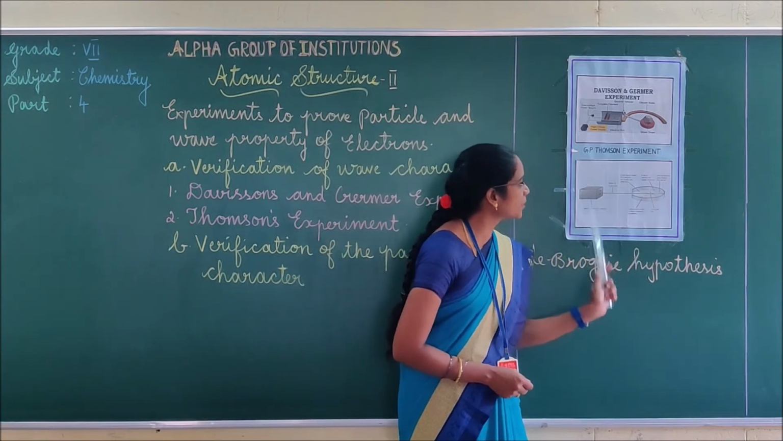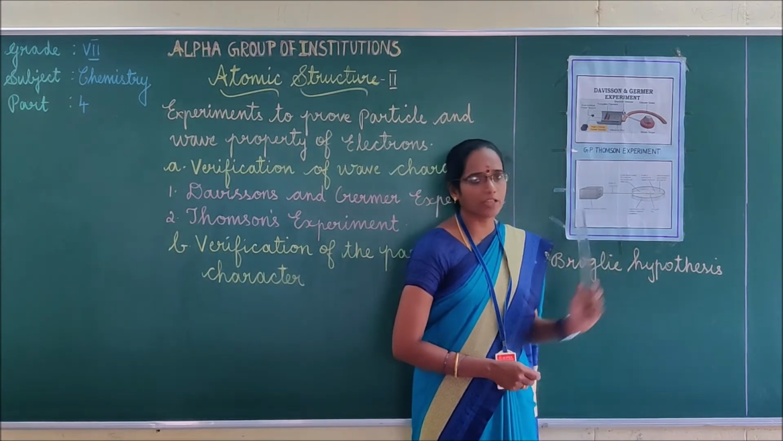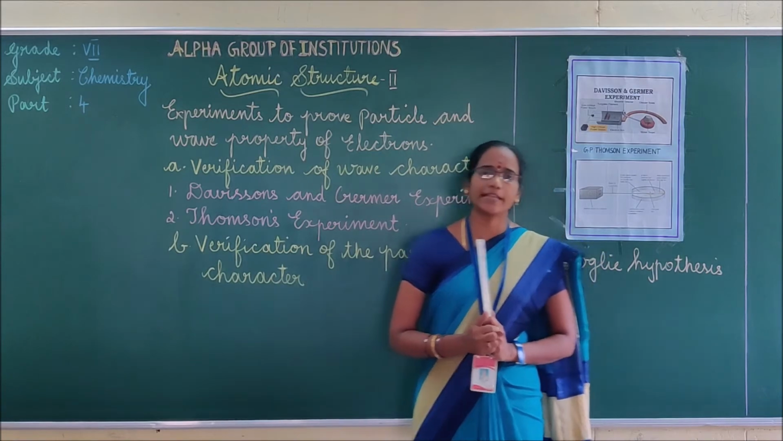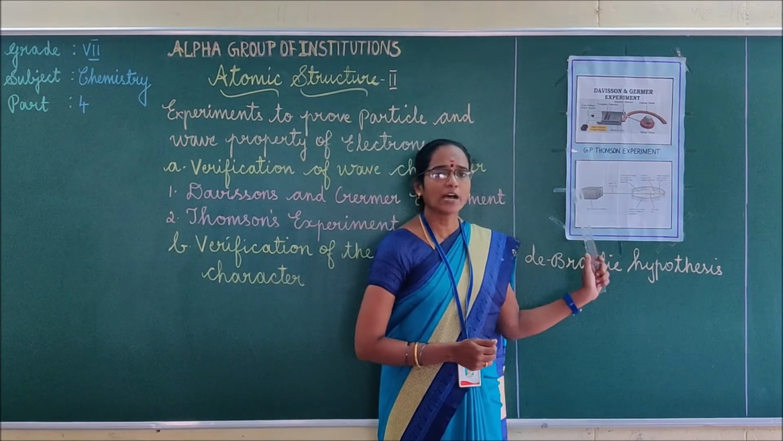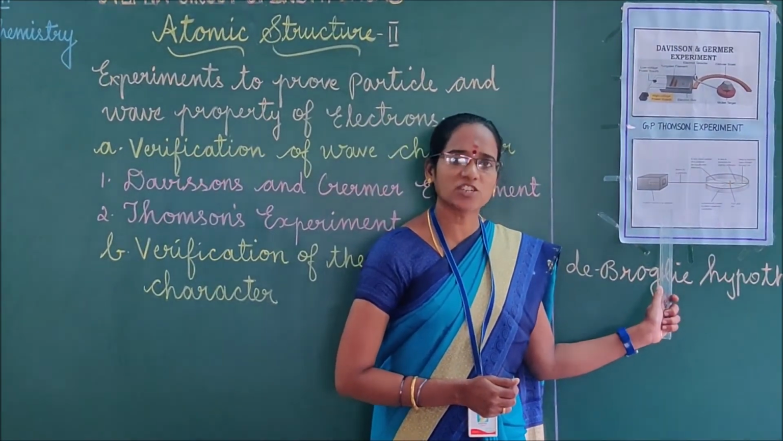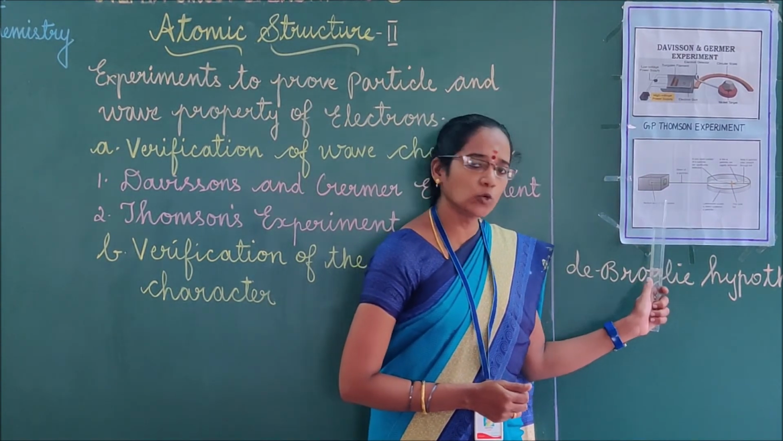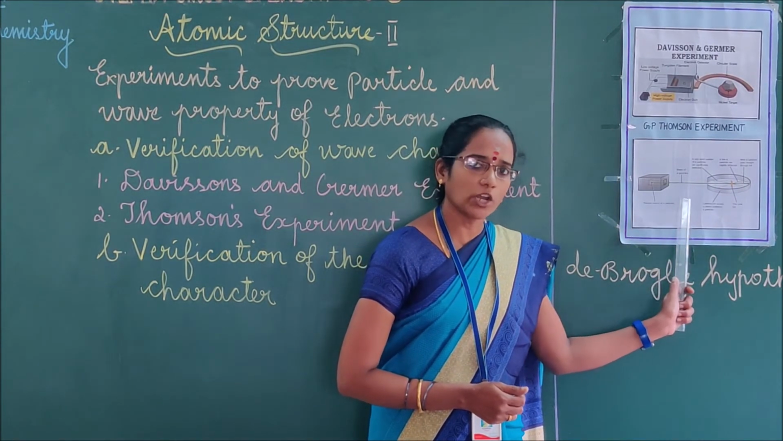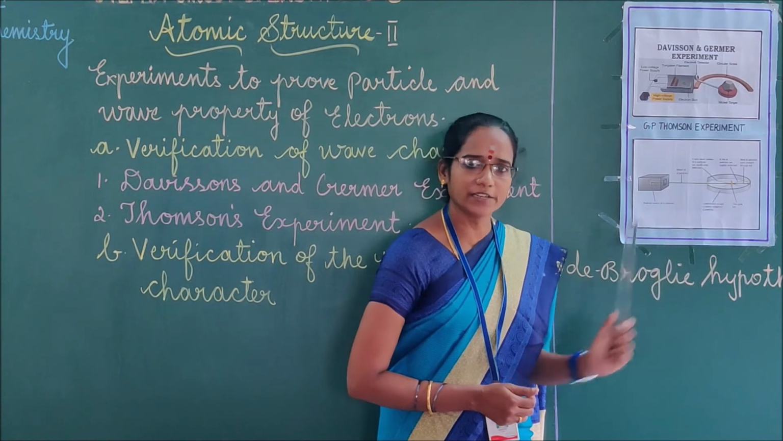So this is the experimental setup of G.P. Thomson. In 1928, G.P. Thomson observed a beam of electrons, and he used a thin foil of gold in place of nickel crystal.